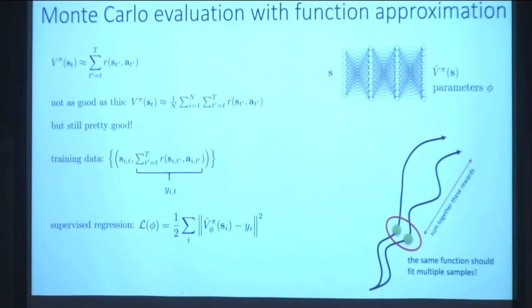And then we just do supervised regression, right? So we're just going to minimize this loss, the square of the difference between the output of our function approximator and our target value at everything in our data set. And this is an optimization with respect to phi, which are the parameters, the weights in this v hat pi neural network. So that'll allow us to fit our value function.